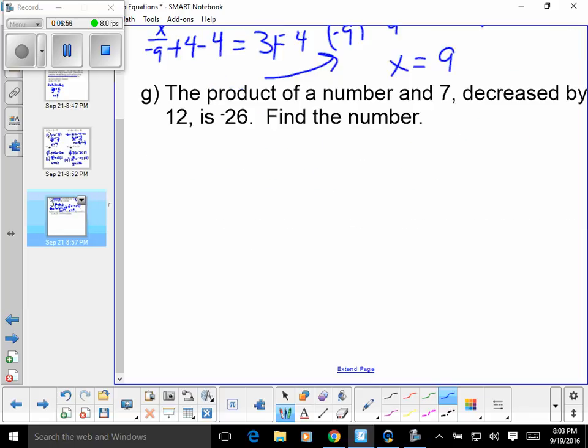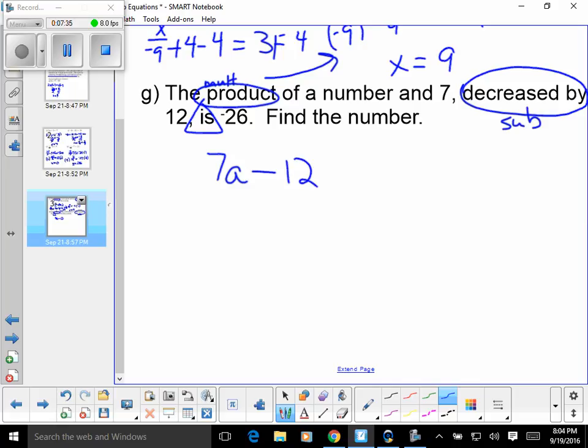In G, clue words again. Product, that means to multiply. And here's another clue word, decreased, that's subtraction. And sure enough, there's that word is again, so that's my equal sign. The product of a number and 7. I'm going to use a this time. The product of a number and 7 means 7a. Generally, we don't write these as a7, we write them as 7a. Decreased by 12 is negative 26.